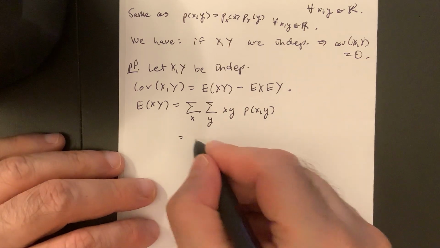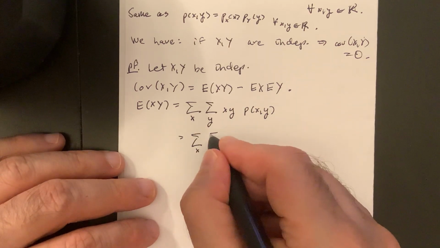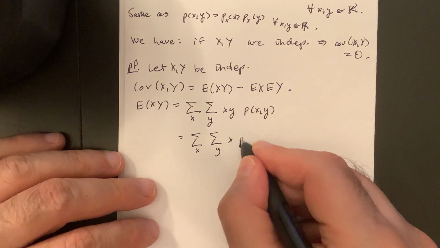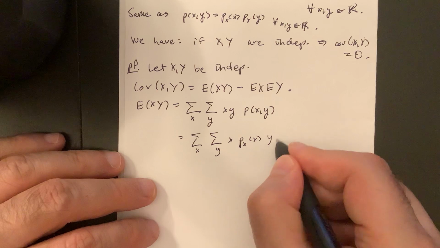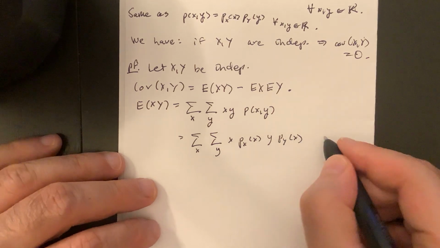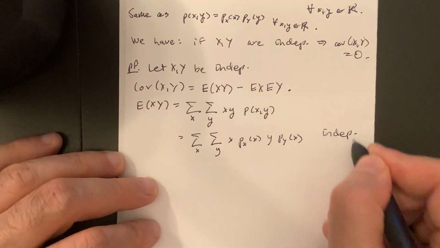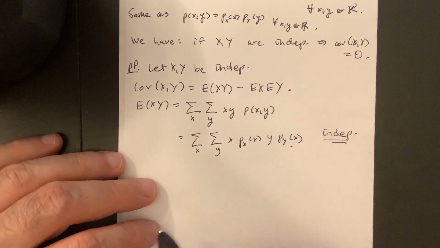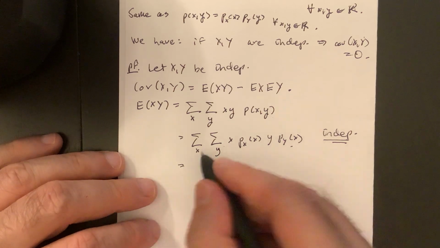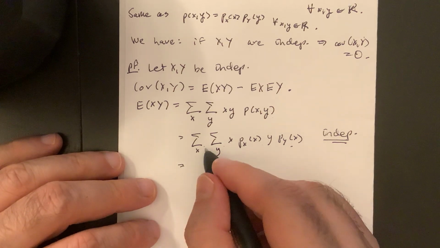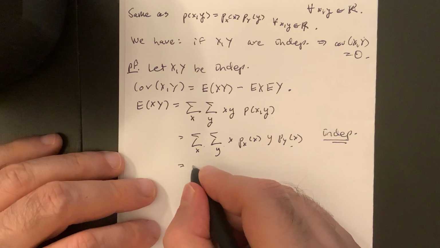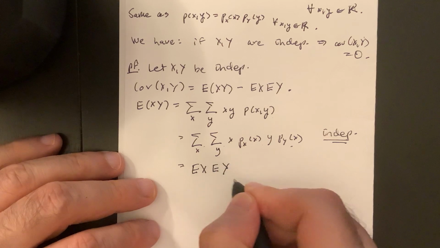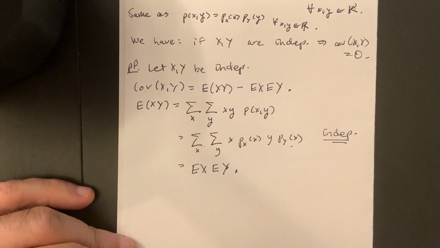But this is equal to the sum over x, sum over y, x y, pX(x) pY(y), and this is from the independence. This breaks apart into this piece and this piece, which I grouped this way. But this can just be brought outside of this sum here. So I get the marginals, right? E[X]E[Y]. That's the proof.